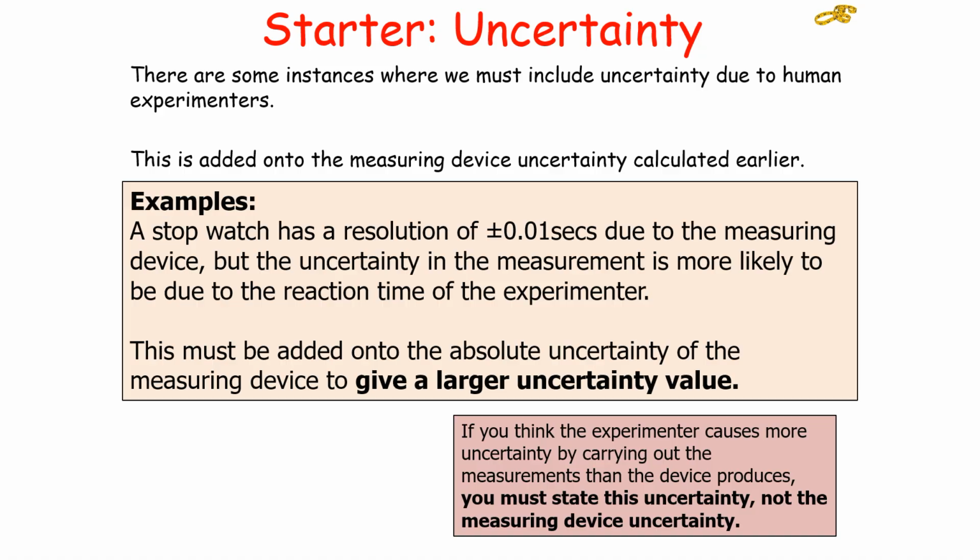But actually, in reality, you've got to consider the reaction time of the experimenter. So this must be added onto the absolute uncertainty of the measuring device to give a larger uncertainty value. So if you think the experimenter causes more uncertainty by carrying out the measurements than the device produces, you must state this uncertainty, not the measuring device uncertainty.